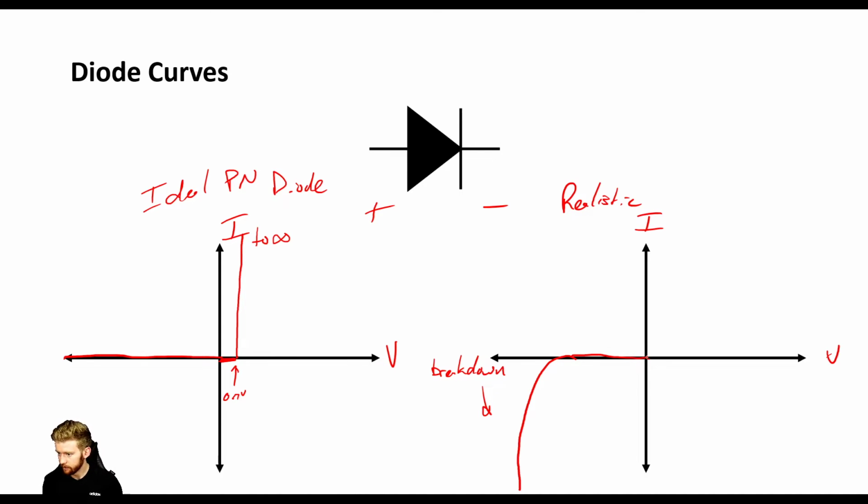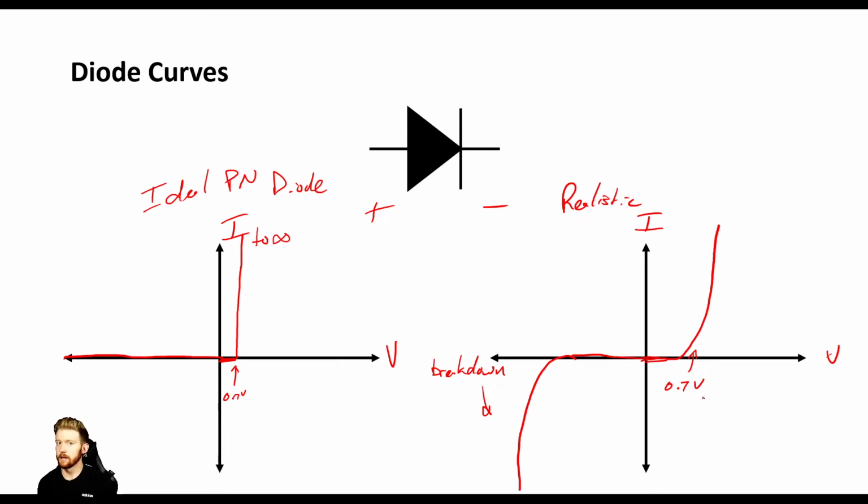Now in the forward direction, we still have to accomplish that little 0.7 volt drop before we can start letting current flow. And then it's going to have what looks kind of like a bending knee, and then it's going to start increasing exponentially like this. So this is at about 0.7 volts whenever it starts conducting for a PN diode.